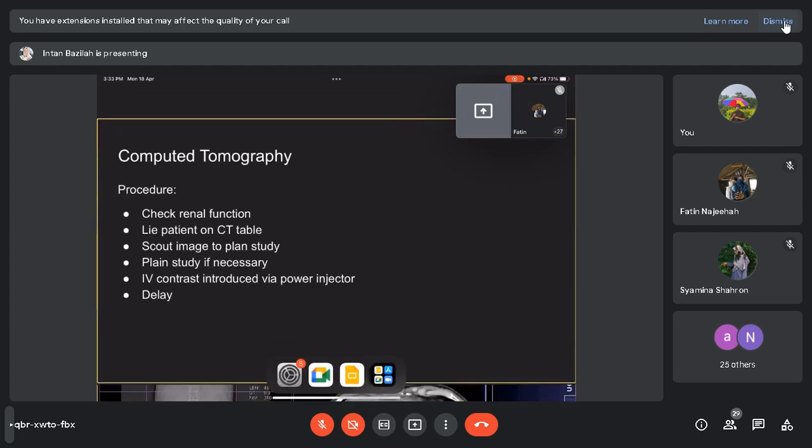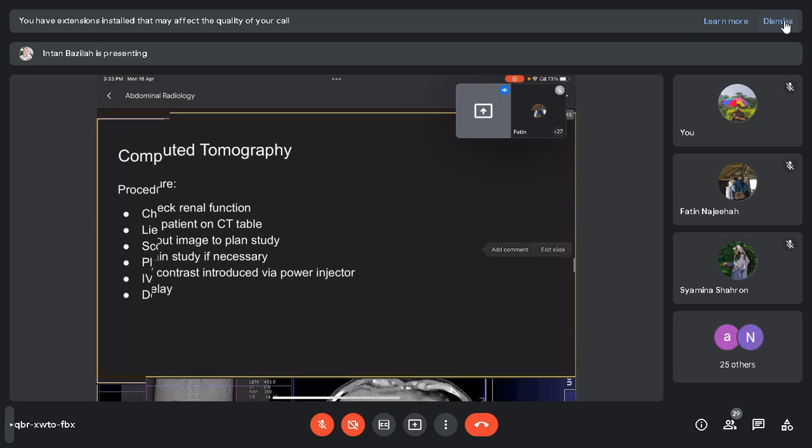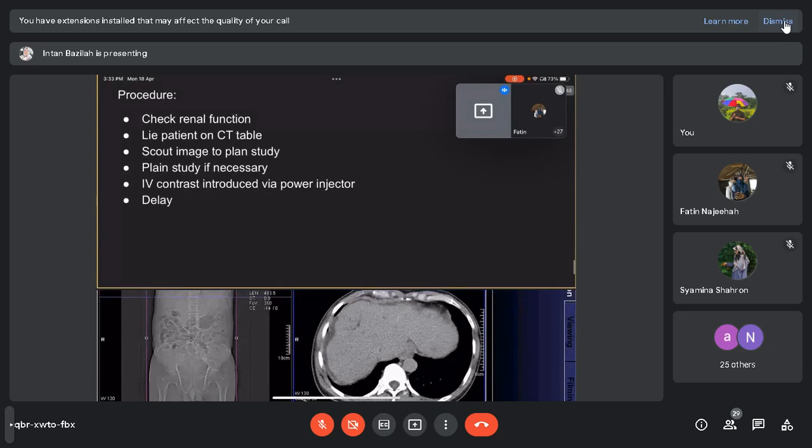Okay, so for procedure, again, check renal function, patient lies on CT table, scout image, then plain CT, if it's necessary. And if we give IV contrast, it can be given either via hand or via power injector. And in some patients, we do delay study.